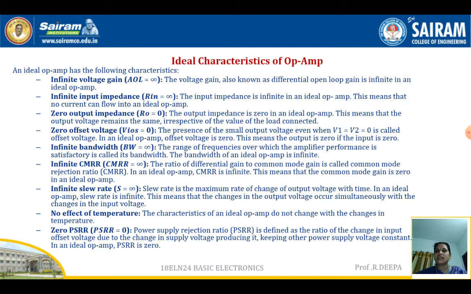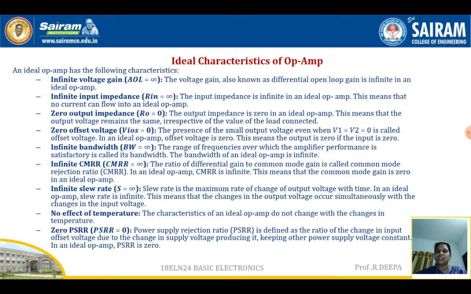The third characteristic is zero output impedance. The output impedance of an op amp is represented by R0, and for an ideal op amp it is 0. It means that the output voltage remains the same irrespective of the change in the load connected to the op amp. The fourth characteristic is zero offset voltage.